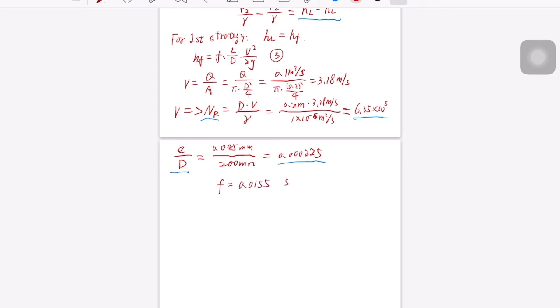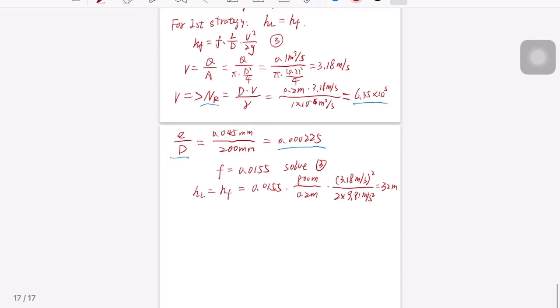So now we can solve equation 3. So the head loss equals the friction loss equals 0.0155 times 800 meter divided by 0.2 meter times 3.18 squared divided by 2 times 9.81. So the friction loss is 32 meter.